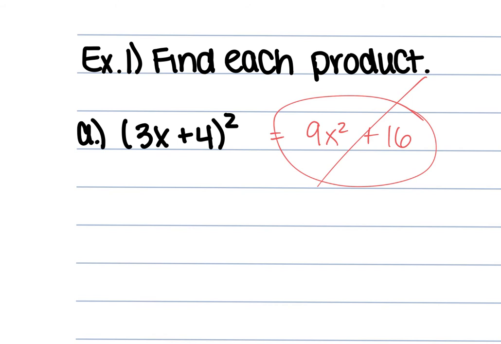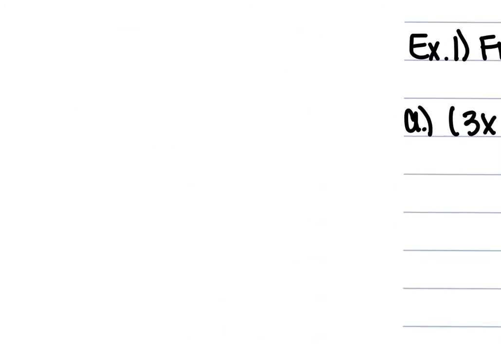How did I get to this answer? Sophia? You multiply the 2 with the 3, but it's not going to get multiplied because it's an exponent, so it'll just be 3x squared. Correct. I distributed this squared to both terms. Okay? We cannot do that.